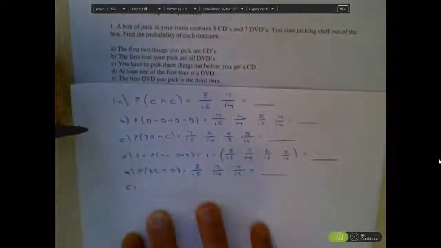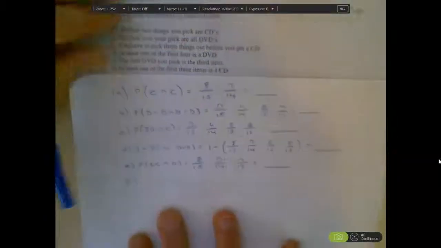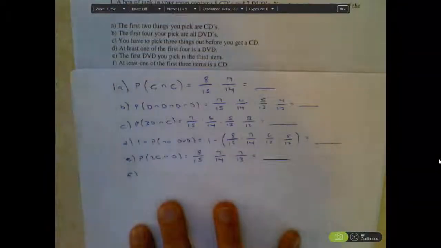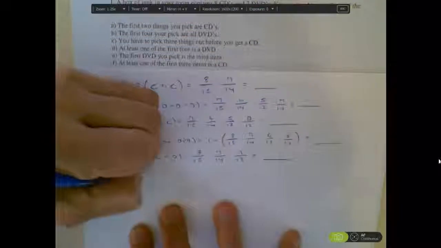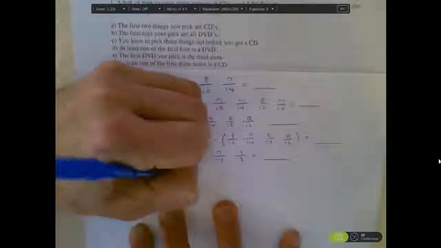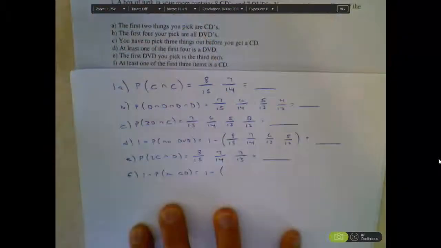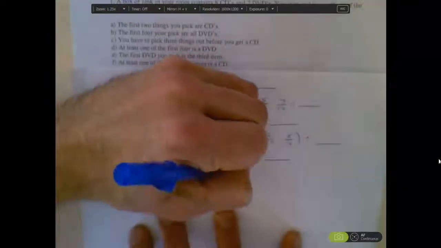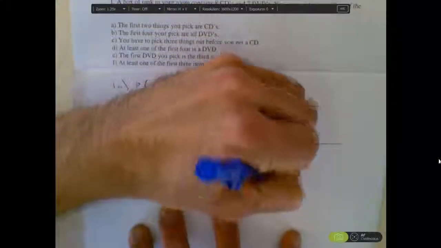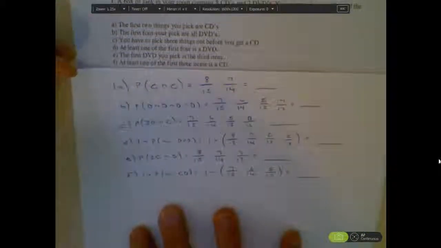For F, at least one of the first 3 items is a CD. Very similar process to what we followed in D. Again, this is a very common question that they like to ask, at least one. It's going to be 1 minus the probability of no CDs. I'm picking 3, so it's going to be 1 minus, I want no CD and no CD and no CD. In which case this would mean I get a DVD, 7 out of 15 chance, times 6 out of 14, times 5 out of 13. Plug that in my calculator, and that's what I'm going to get. So that's chapter 15, type 1 question without replacement.